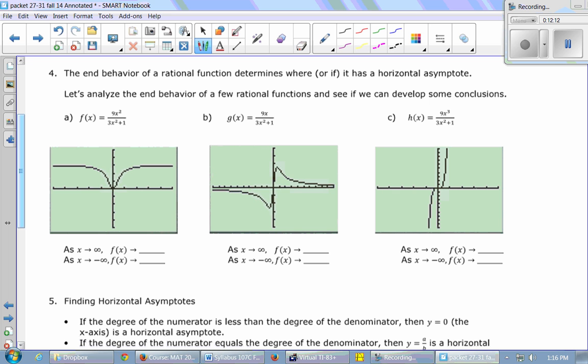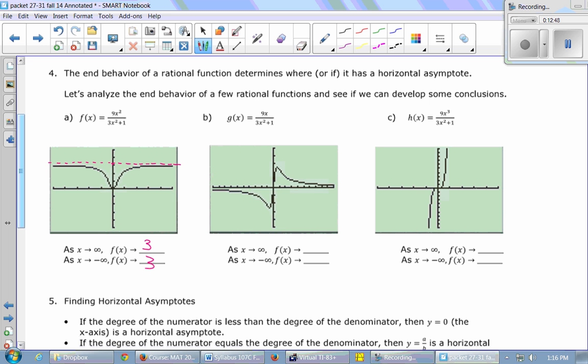So this guy, does it appear to have a horizontal asymptote? Yeah, it looks like I have a horizontal line here that my graph is approaching. If I were to describe it with arrow notation, I would say as x approaches infinity, f of x is approaching what? 3. Yeah, it looks like 3. And as x approaches negative infinity, what y value is my graph approaching? Also 3. Good. So this one, we say yes, we think it has a horizontal asymptote.